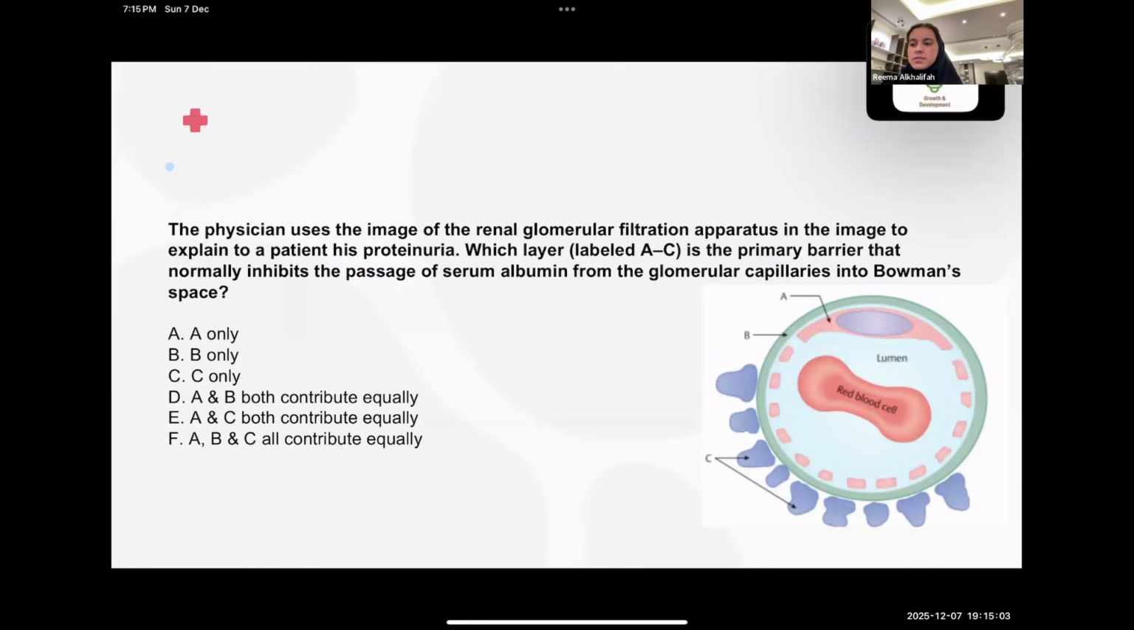So any more questions before we answer this question? Okay, let's type in the chat what answer you think it is. The physician uses the image of the renal glomerular filtration apparatus to explain to a patient his proteinuria. So there is protein present in the urine. Which label, A, B, or C, is the primary barrier that normally inhibits the passage of albumin from the capillary into the Bowman space?